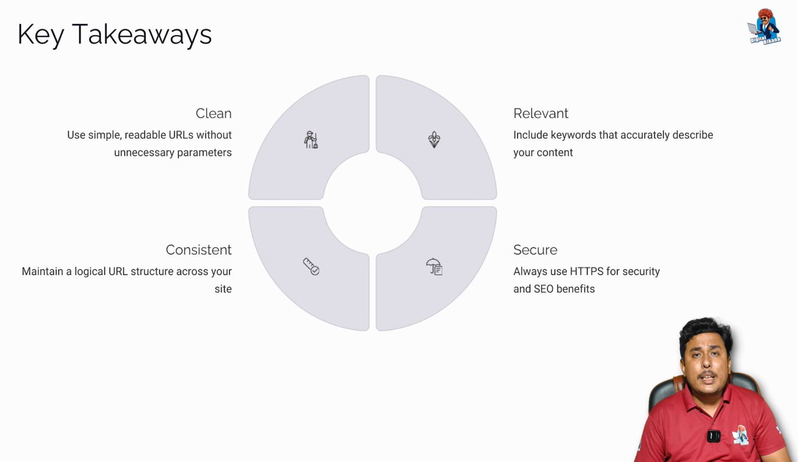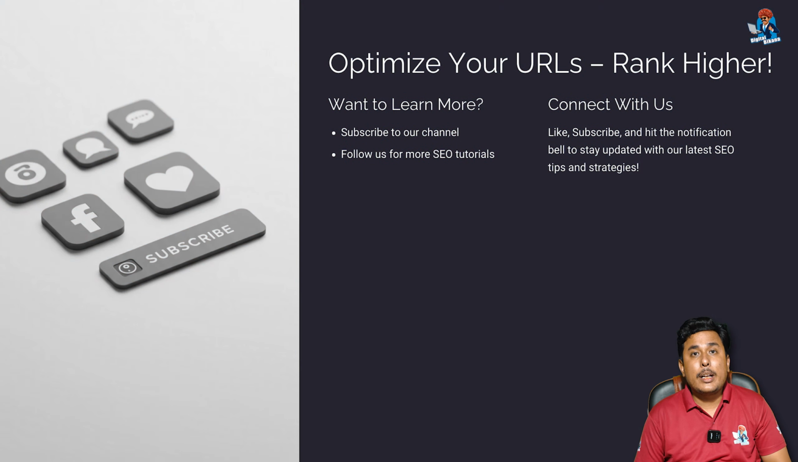A URL is more than just a link. It's a crucial part of SEO. Keep it clean, relevant, secure, and easy to read to boost your rankings. Now that you know how important URLs are for SEO, start optimizing yours today.